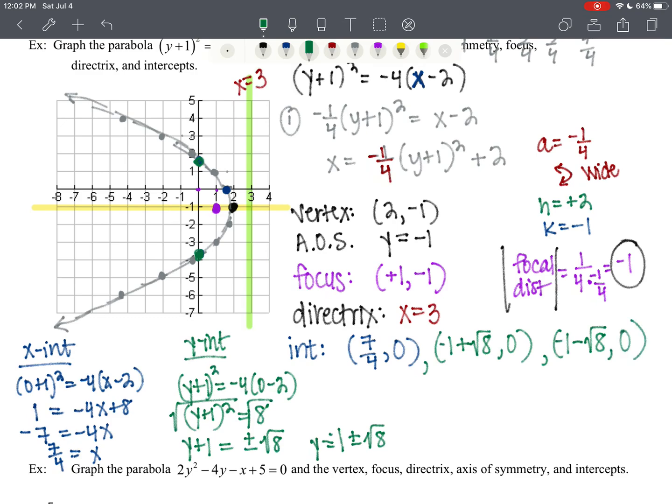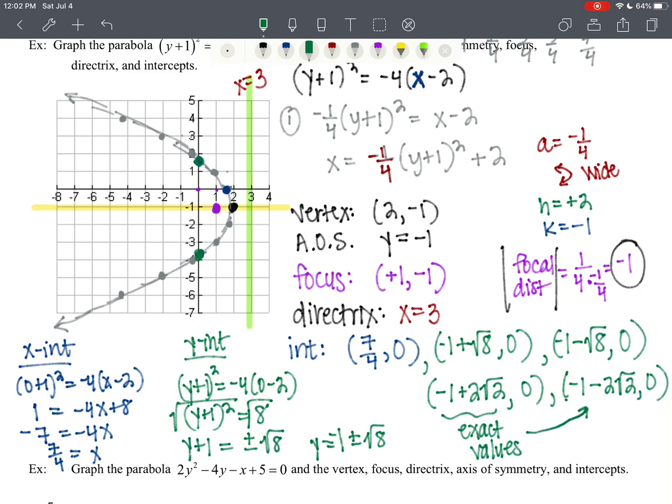Negative 1. Sorry, negative 1. When we subtract that 1 over, we get negative 1 plus or minus the square root of 8. Now, you might see this as negative 1 plus 2 times the square root of 2, 0, and negative 1 minus 2 square root of 2, 0. These are exact values. I have complete faith that you can put the square root of 8 into your calculator and calculate negative 1 plus the square root of 8 and get a decimal, and negative 1 minus the square root of 8 and get a decimal, but I think this is the less common way of seeing your intercept in exact form, so that's why I wanted to include that for you.